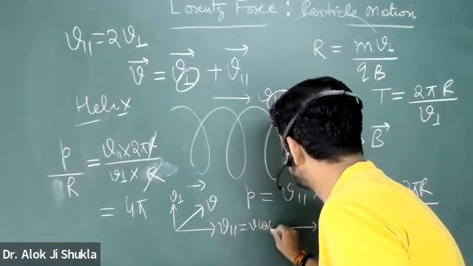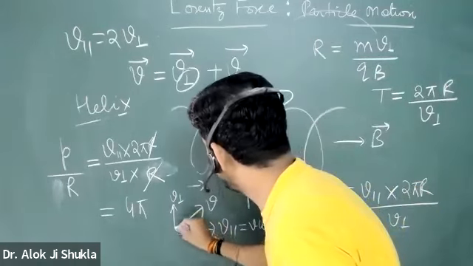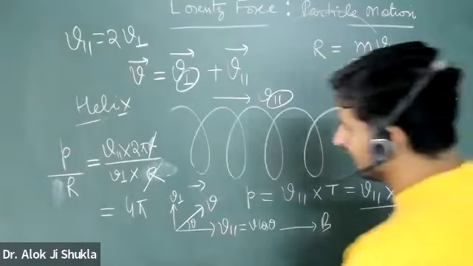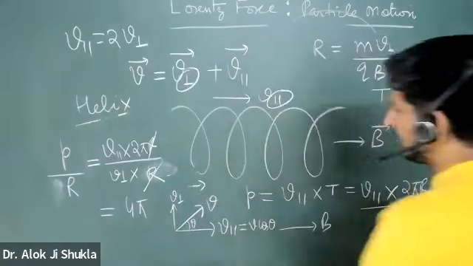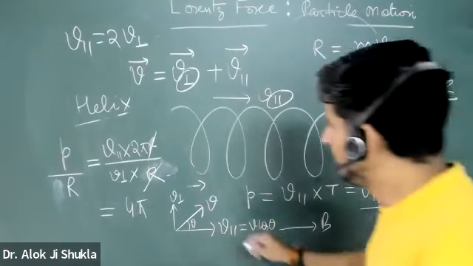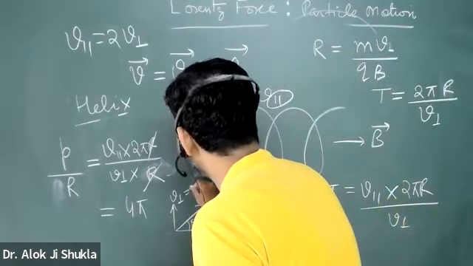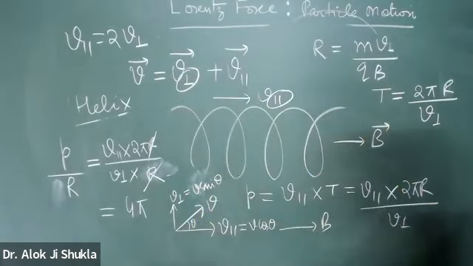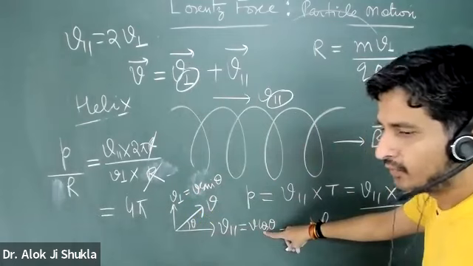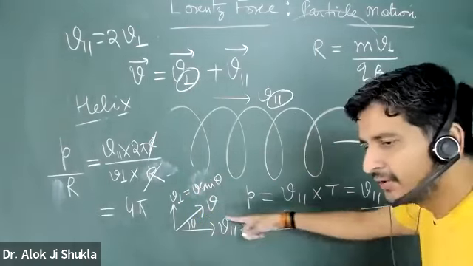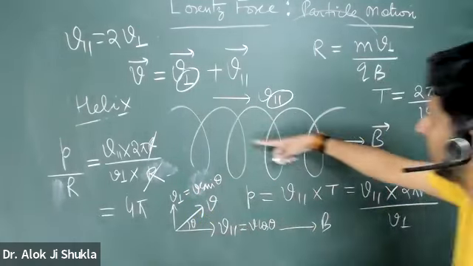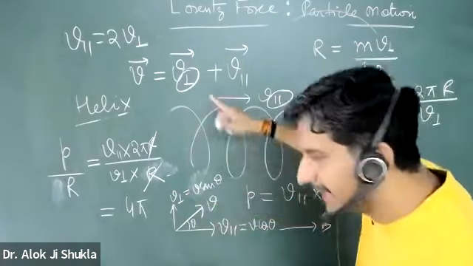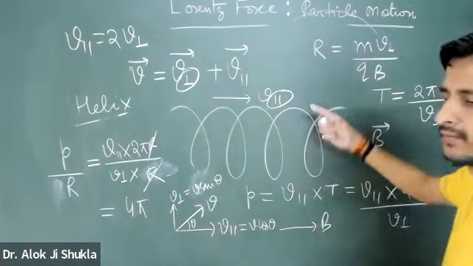V parallel is actually V cos theta, and V perpendicular is actually, if this is angle theta, if suppose the particle enters at theta degree with the magnetic field, V sin theta. So that's why this component does not feel any force. Lorentz force does not act on it, so it keeps moving with the same constant velocity in the direction of the magnetic field. And this V perpendicular is making it go round and round because of the Lorentz force.